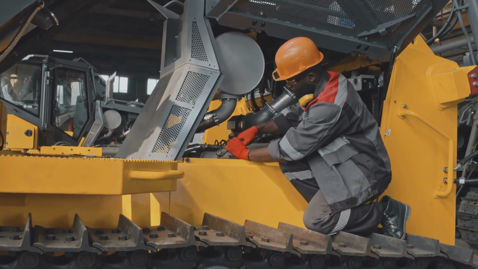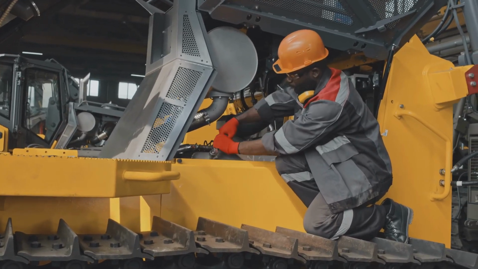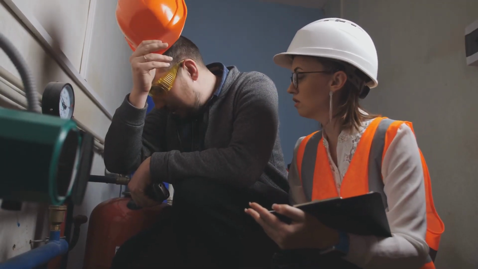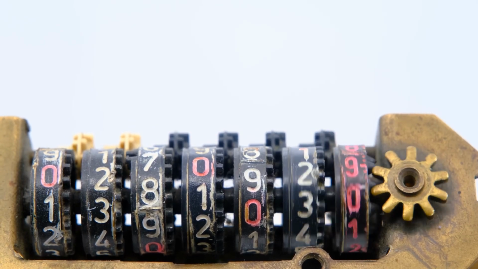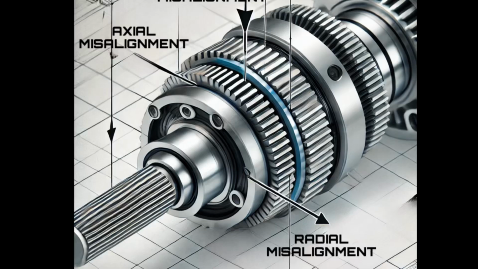Section 4. Troubleshooting 101. Common encoder errors. Even the best detectives face challenges, and encoders are no exception. Let's look at some common issues that can trip them up. Signal noise. Remember those electrical pulses? Sometimes they get distorted, like a bad phone connection. This can mess up the readings.